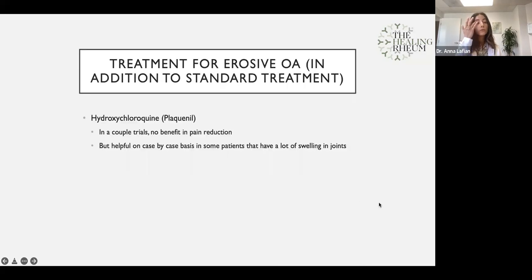And so what do we do? How do we treat it differently? The evidence isn't that strong for hydroxychloroquine or Plaquenil. There was really not that much pain reduction when they did a couple trials to test for this medication in erosive osteoarthritis. But I have had quite a few patients who I've put on hydroxychloroquine because they have that classical swelling and pain, and they've actually benefited a lot from this medication.